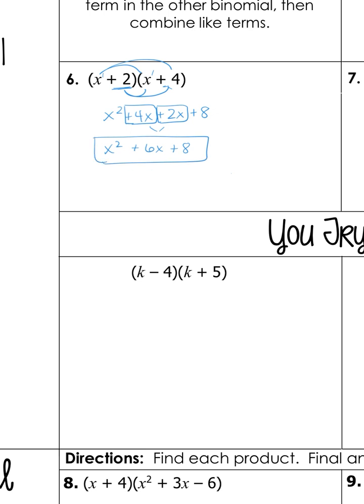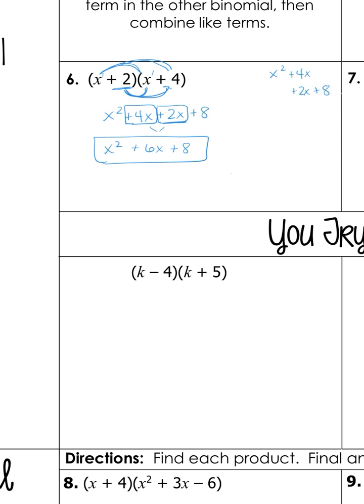Okay? Another way to do this would be to stack them. So I did x times x, and I got x squared. X times 4, I got 4x. And then when I do the 2 times x, I see that it's going to give me a 2x. So I'm going to put that underneath my 4x, so I remember to add them together.